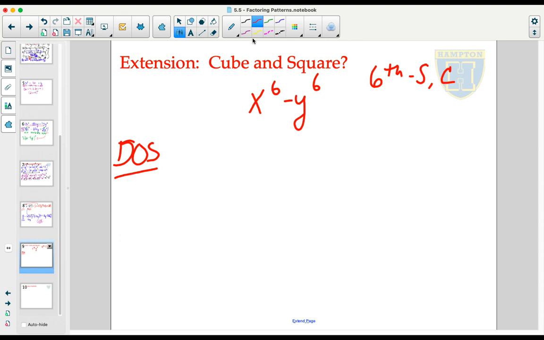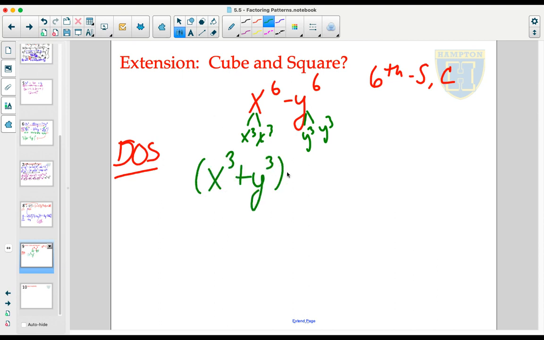If you think of this polynomial as a difference of squares, this would be x to the third and x to the third. This would be y to the third and y to the third. So we have our two binomials, x cubed plus y cubed, x cubed minus y cubed. Thinking through our other factoring strategies, this is a difference of cubes, and this one is a sum of cubes. So we can continue our factoring from there.